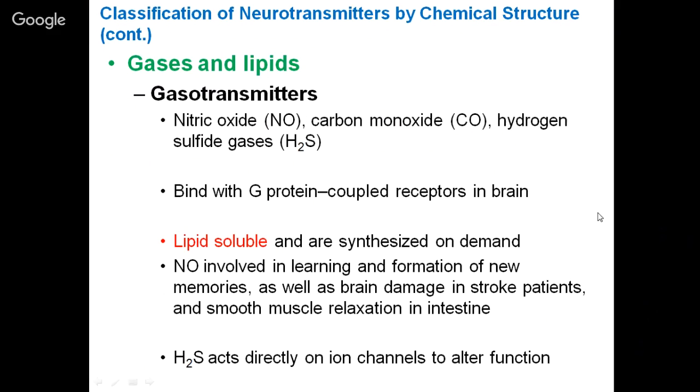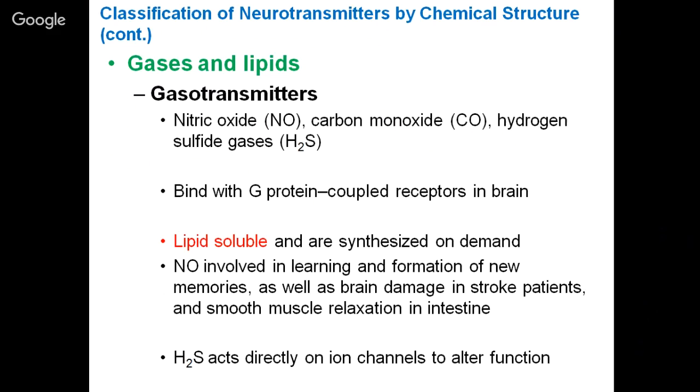The next category would be gases and lipids. The gasotransmitters, that is nitric oxide, carbon monoxide, and hydrogen sulfide gases, are considered gas transmitters. They bind with G protein coupled receptors in the brain. They are lipid soluble and are synthesized on demand. Nitric oxide is involved in learning and formation of new memories, as well as brain damage in stroke patients and smooth muscle relaxation in the intestines. So that's why it is sometimes used for anesthesia to relax the muscles.